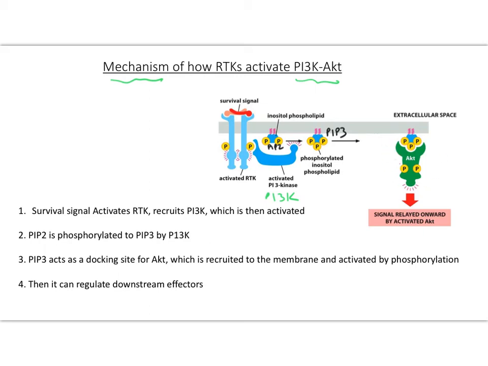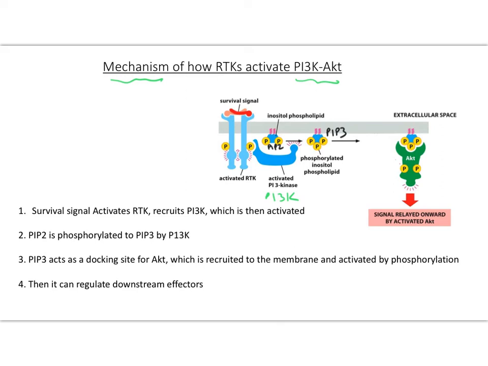So AKT, which is normally just kind of floating around in the cytoplasm, now docks here at the membrane through PIP3. And then basically this interaction between these two will lead on to the next step, and that signals the downstream effectors and allows the relay of signals to take place. And so I've broken down the mechanism down here.